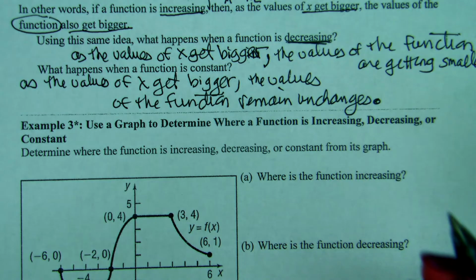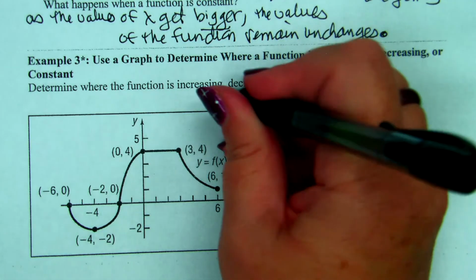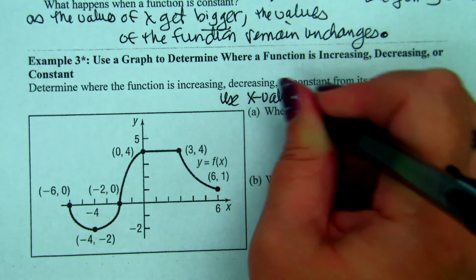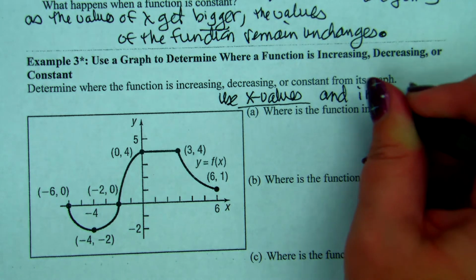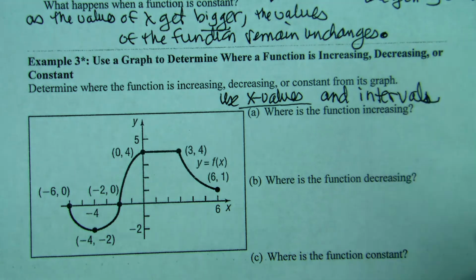So we're going to decide the intervals where this graph is increasing, decreasing, and constant. You use x values. We're not talking about the y's, we're talking about the x values, and we use intervals, not points. You don't say from this point to this point, you use intervals and use x values.